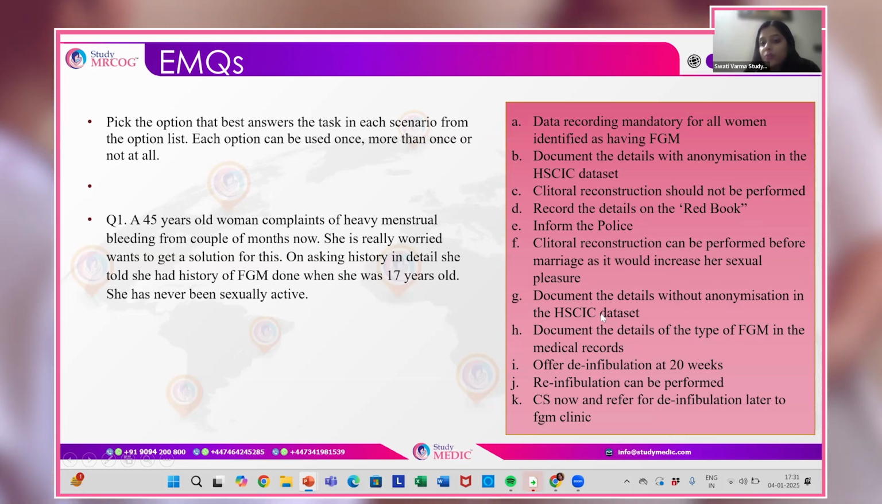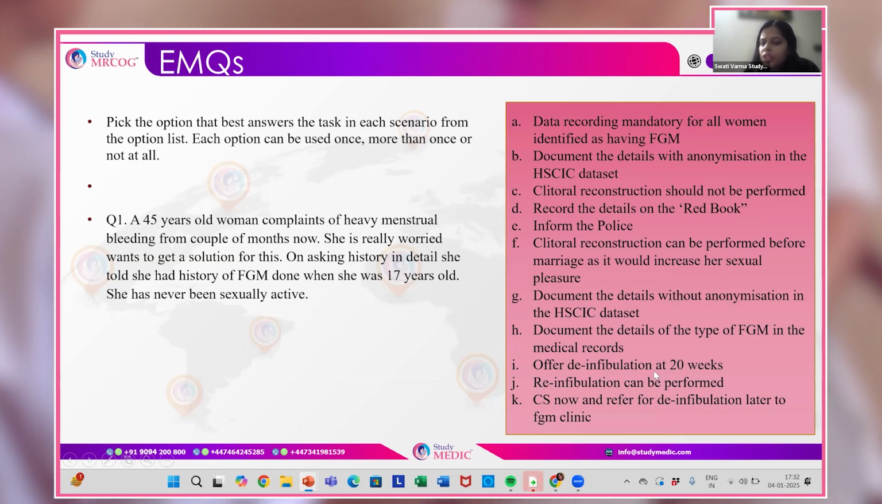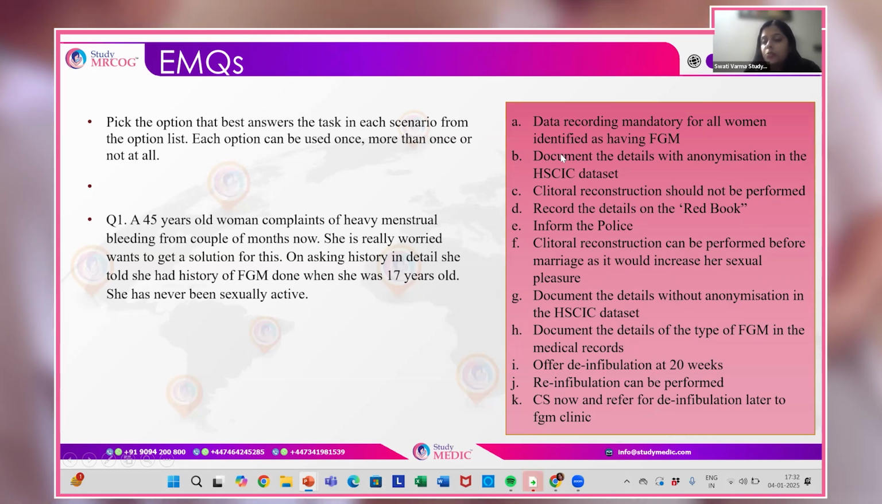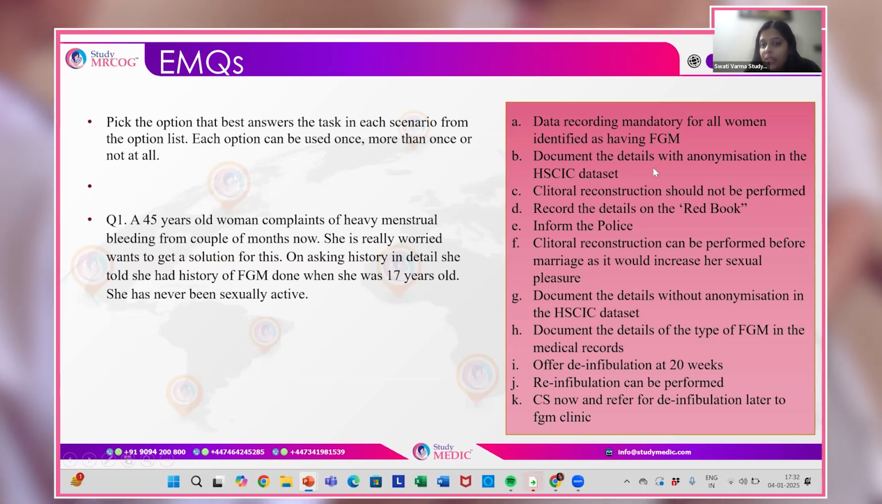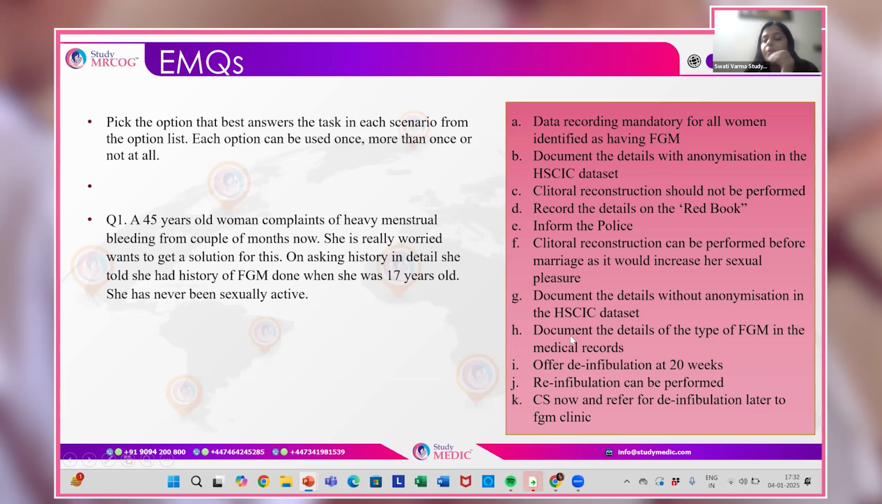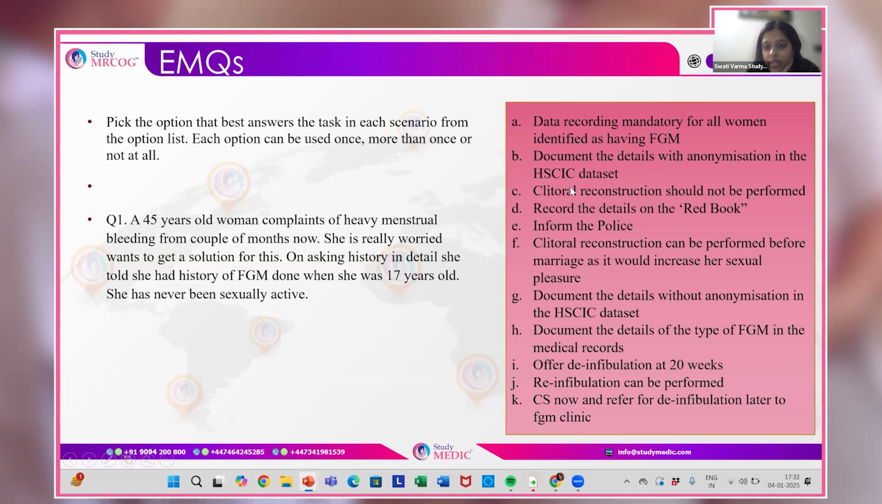Medical records, no. Documentation is to be done in HSC-IC dataset. Offer de-infibulation at 20 weeks, no point. Re-infibulation, CS now, these all are irrelevant options. So how to filter out your options first? Either data recording is mandatory, document the details: A, B, G, or H. Out of A, B, G, or H, how to choose the best one?